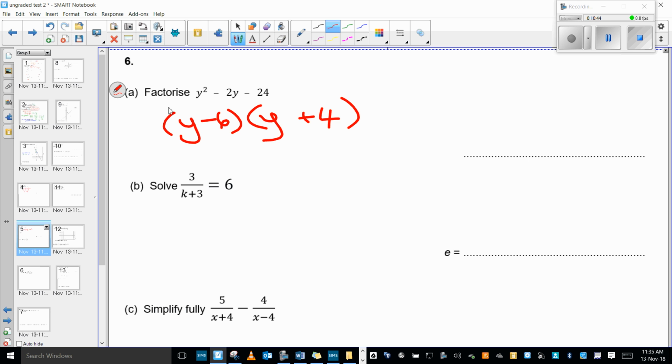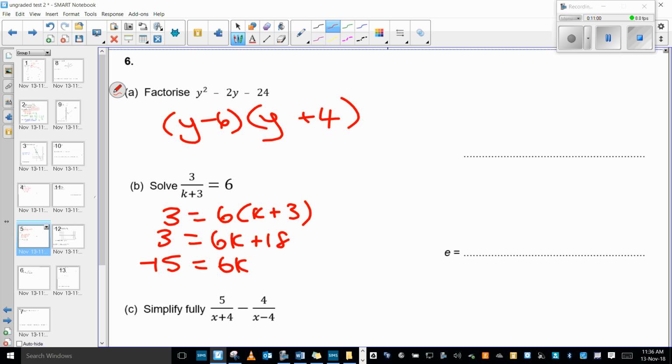Multiply by k plus 3 on both sides, yes? So we get 3 equals 6, k plus 3. Expand our bracket. Subtract 18 from both sides. Oh my god, what's that? And then divide both sides by 6. So it's negative 15 over 6. Oh, that's not a simple go. What does that become?